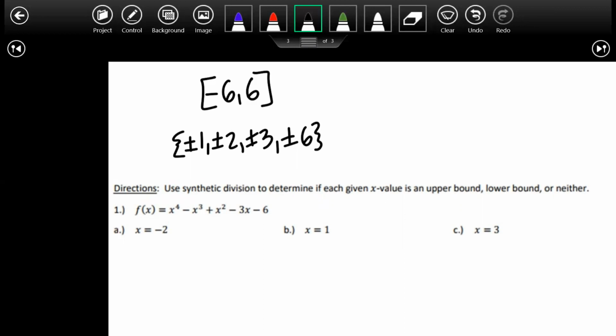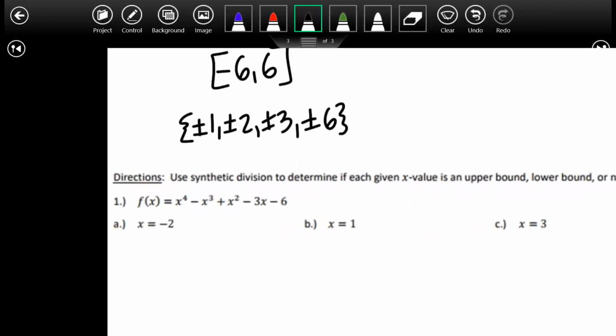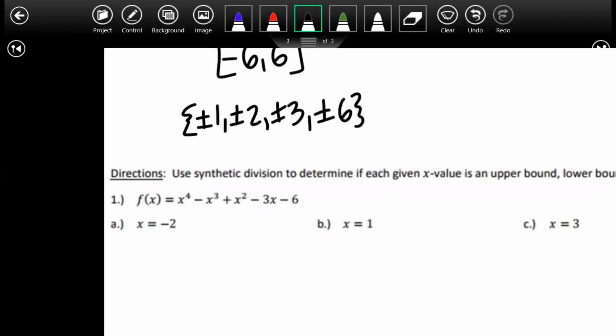It's okay? I'll show you right now. What's our first number we're going to use for our synthetic division? -2. So we're going to use our x value as a lower bound. So let's check out -2 here. Let's see if -2 is a lower bound of this.